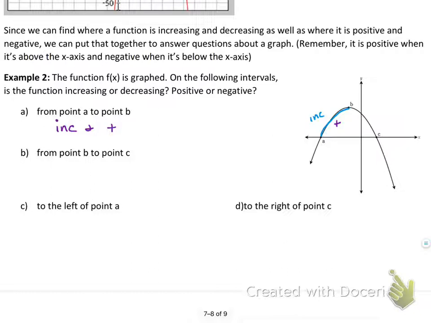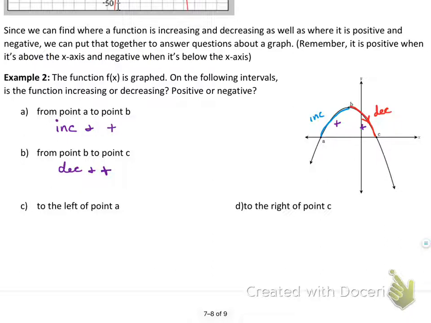Okay, I'm going to abbreviate. Hope that's okay. From point B to point C, if I draw the line, it's going down. So because it's going down, this is decreasing. But it's still above the x-axis, so it's still positive. So we've got decreasing and positive.